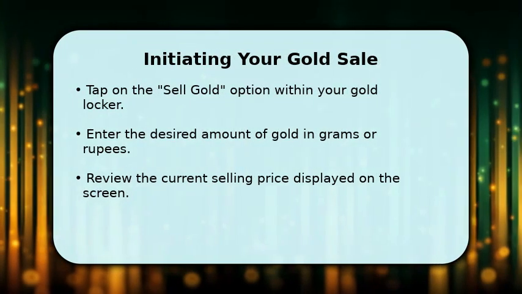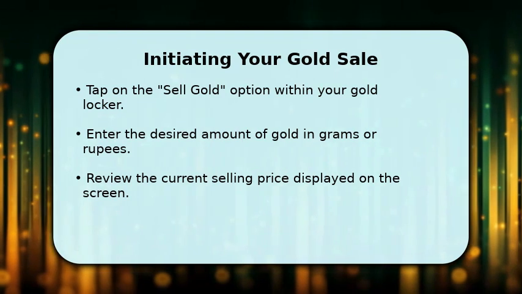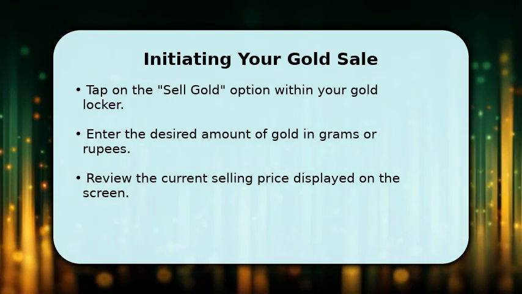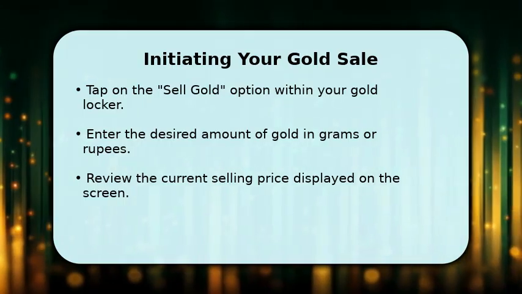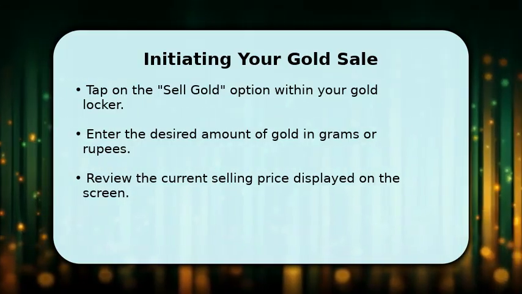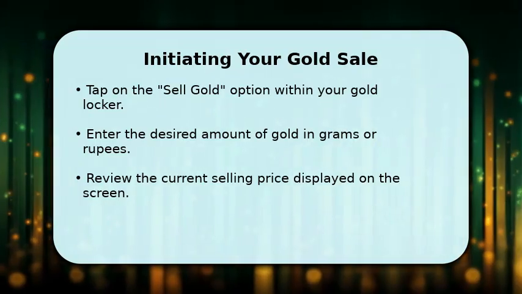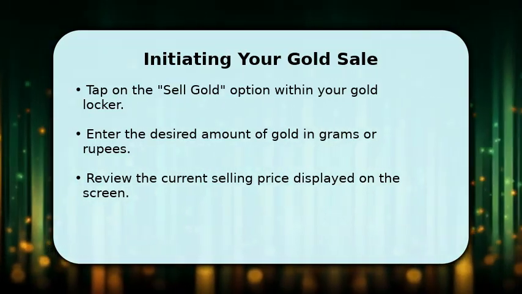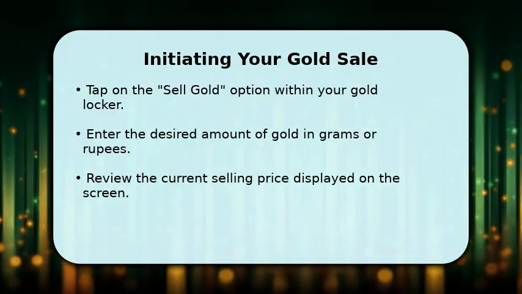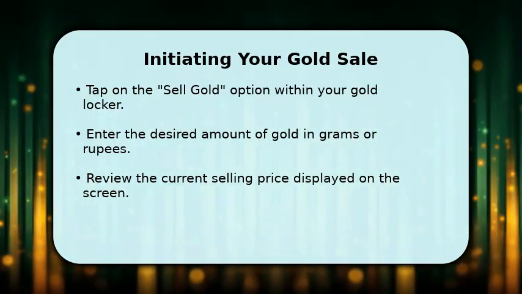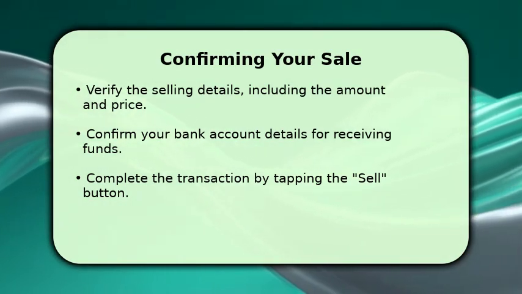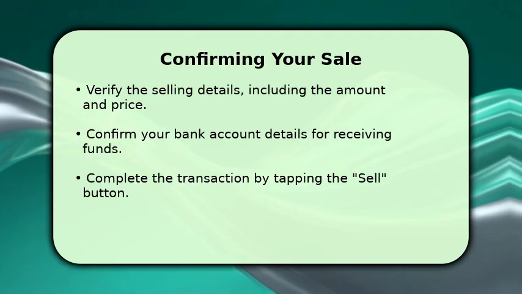Once inside your gold locker, you will find the Sell Gold option. Tap on this to proceed. You can then choose to sell a specific amount of gold, either by entering the weight in grams or the value in Indian rupees. The app will show you the live selling price, which updates frequently, ensuring transparency for your transaction. Before finalizing, carefully review all the selling details presented on your screen.